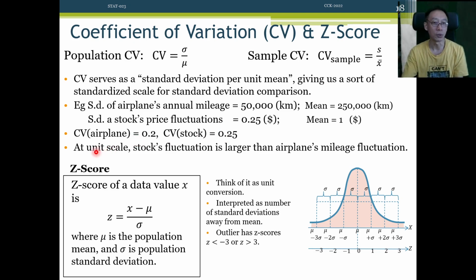That's nice because the unit for a stock price is different from that of an airplane's mileage traveled. Now, you might wonder why I'm making this comparison. I don't do this all day, right? And you're right. I purposely picked this rather bizarre comparison to give you a sense that you can even do that. The more common way we compare relative fluctuations is across different choices within a similar category.